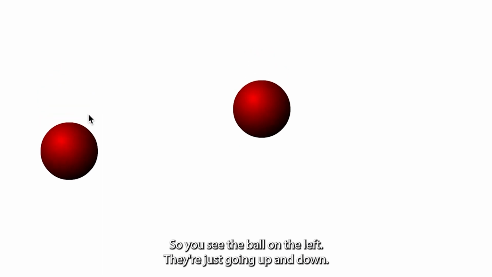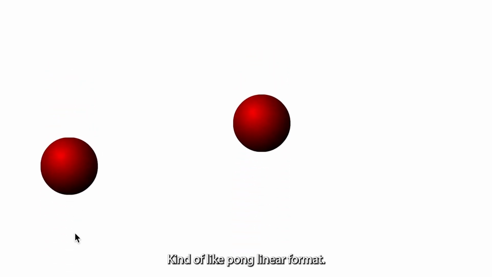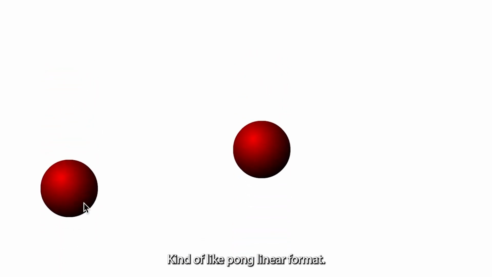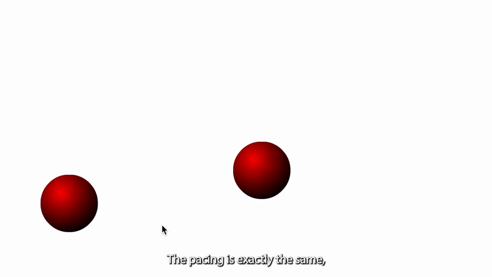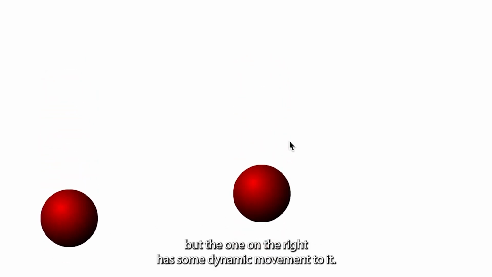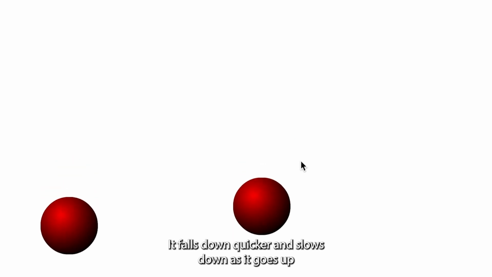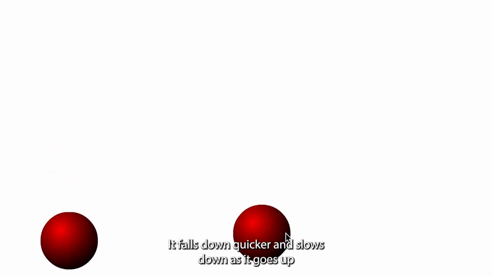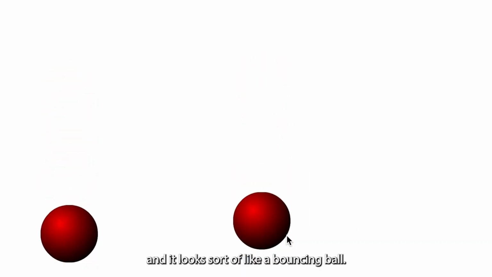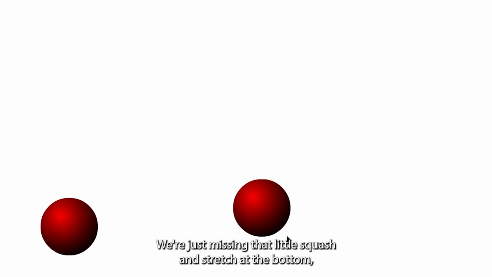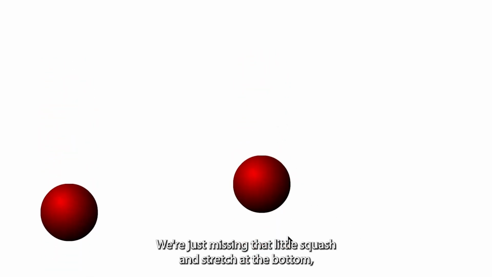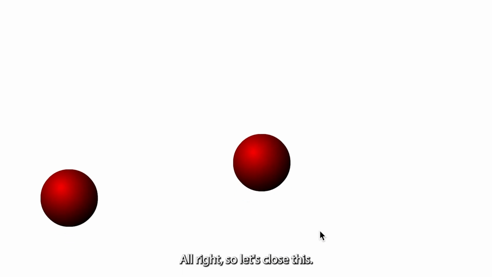looping. So you see the ball on the left is just going up and down, kind of like Pong. Linear format, the pacing is exactly the same. But the one on the right has some dynamic movement to it. It falls down quicker and slows down as it goes up. And it looks sort of like a bouncing ball. We're just missing the little squash and stretch at the bottom. But you get the idea. All right, so let's close this.